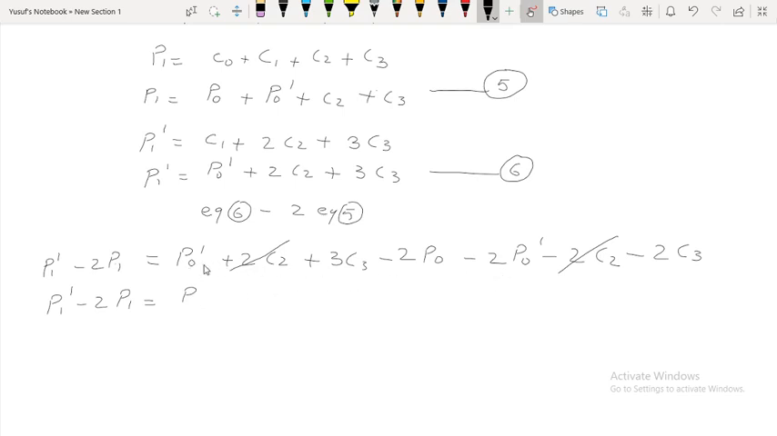So p0 dash minus 2p0 dash, I am getting minus p0 dash. And c3 is here and c3 is here. So 3c3 minus 2c3, we get plus 1c3 only. Then minus 2p0. So c3 will be here, and the remaining terms shift there. c3 equals p1 dash minus 2p1 plus p0 dash plus 2p0. So this is the value of c3.